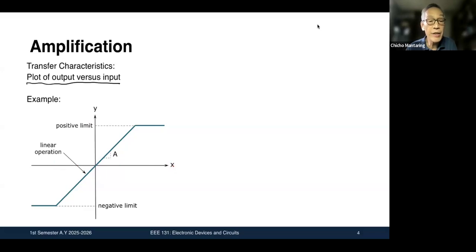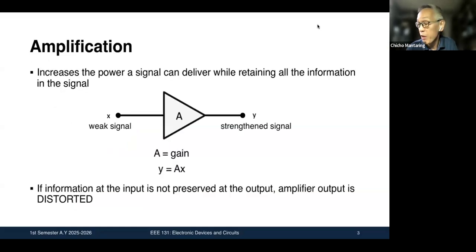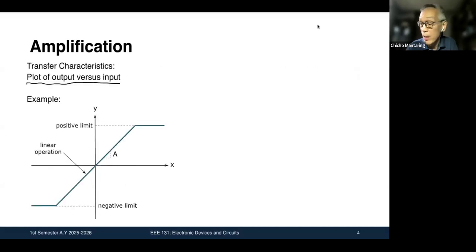It shows three regions of operation. You have a region where you reach a negative limit. Then you have a linear region of operation. And then you have a region where you reach a positive limit. The slope of this line, your linear operation, is A, which is your gain. So you remember the previous figure? A is used to describe the gain of the amplifier.